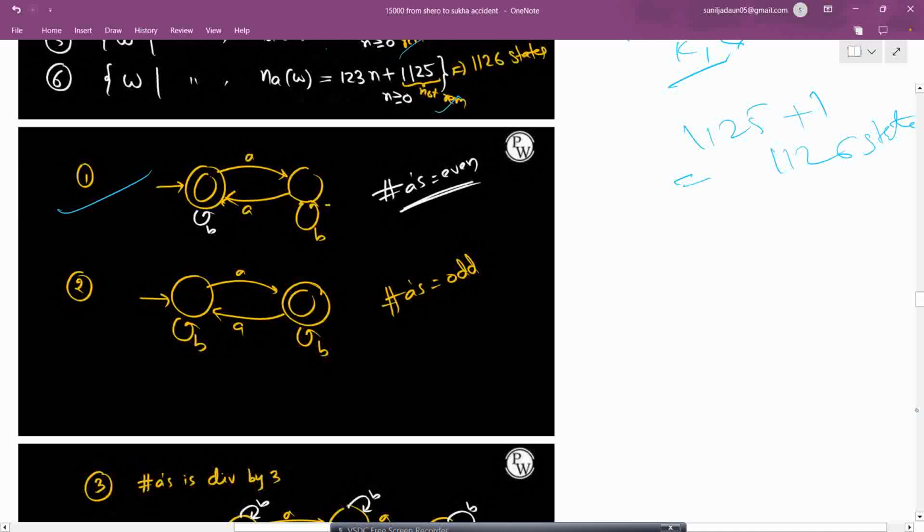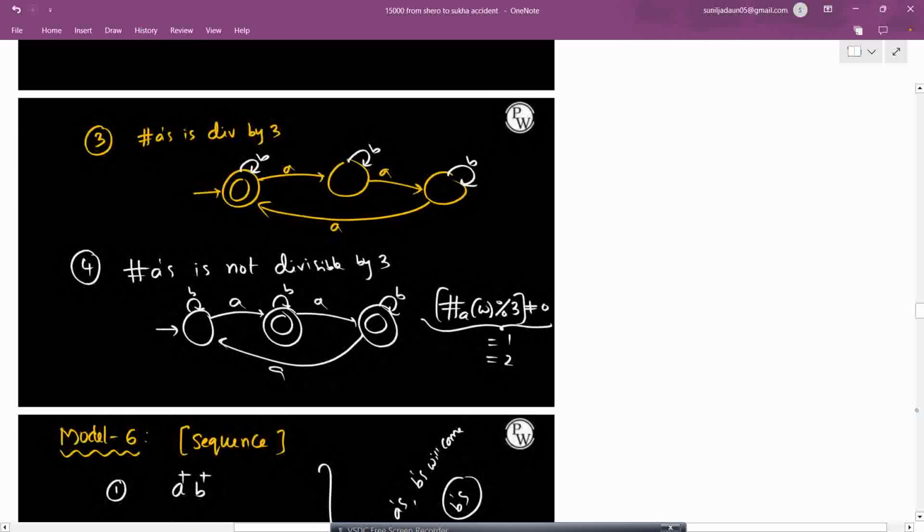So the number of A is equal to even, this is the case. B is, this is also the case for number of A is odd. Right. Number is divided by 3, yes, divisible by 3 is also the case. Number of A is not divisible by 3. That means not divisible by 3. So how will we do that?